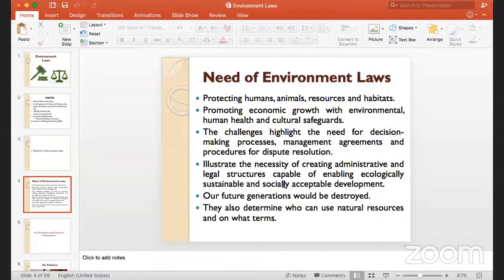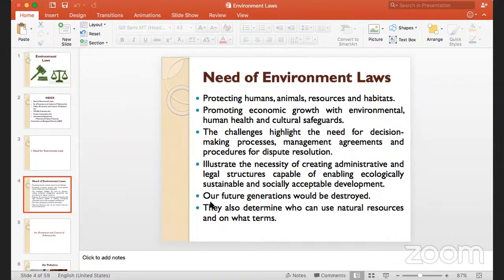Our future generations would be destroyed if we did not have environment laws, because the nature of humans is indeed very selfish. We have even started polluting outer space. The Arctic regions are being drilled. So it is very vital that we think of our future generations, and one of the ways to do it is through these environment laws. These laws also determine who can use natural resources and on what terms. Hunting of certain animals is allowed, but hunting of critically endangered animals is totally not allowed because of their dwindling populations.